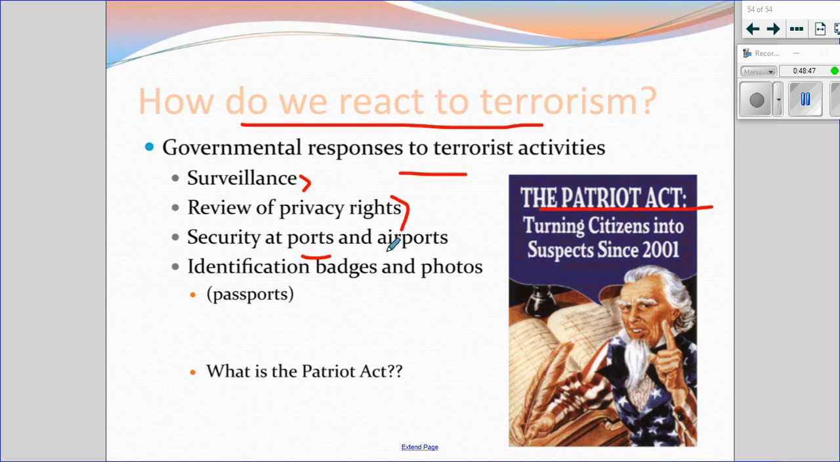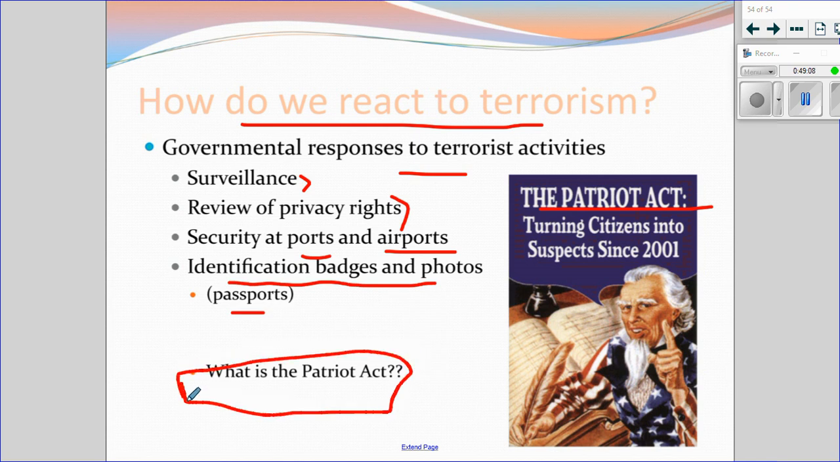Increased security at ports and airports. Before 9/11, all of this airport security really did not exist. You could definitely get on a plane faster. Now technology is helping to speed things up a little bit, although there's still a lot of security.